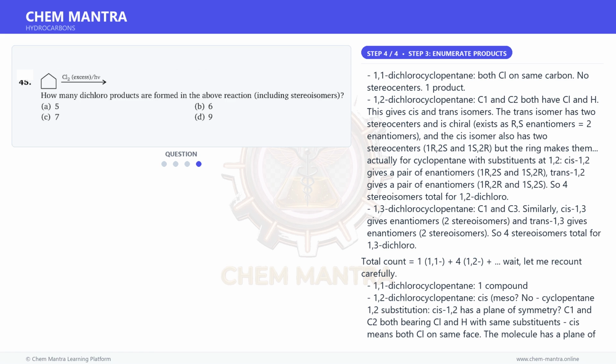Trans 1,2-dichlorocyclopentane has no plane of symmetry, exists as a pair of enantiomers, equal to 2 compounds. Total 3 compounds for 1,2.